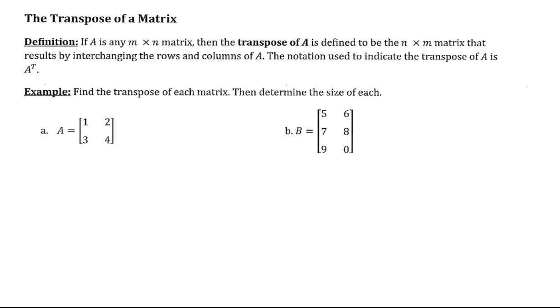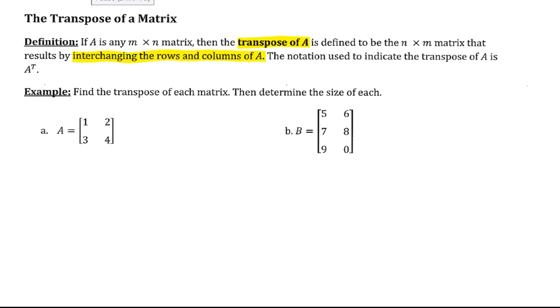And in this one, what we're going to do is define and work with the transpose of a matrix. So let me go ahead and start things out with a very exciting definition. If A is any m by n matrix, then the transpose of A is defined to be the n by m matrix that results by interchanging the rows and columns of A.